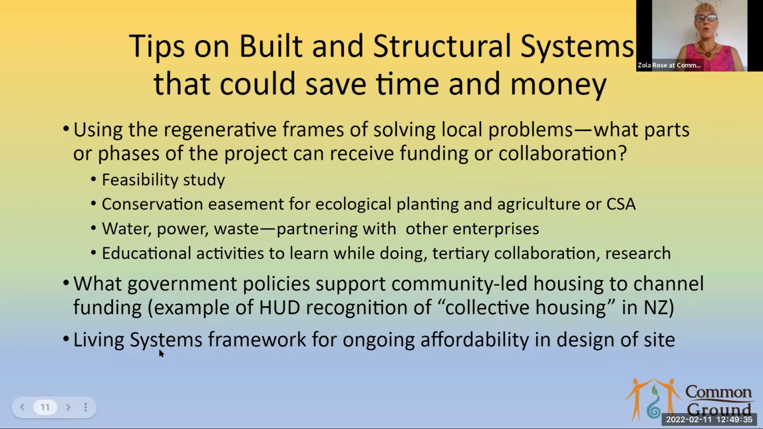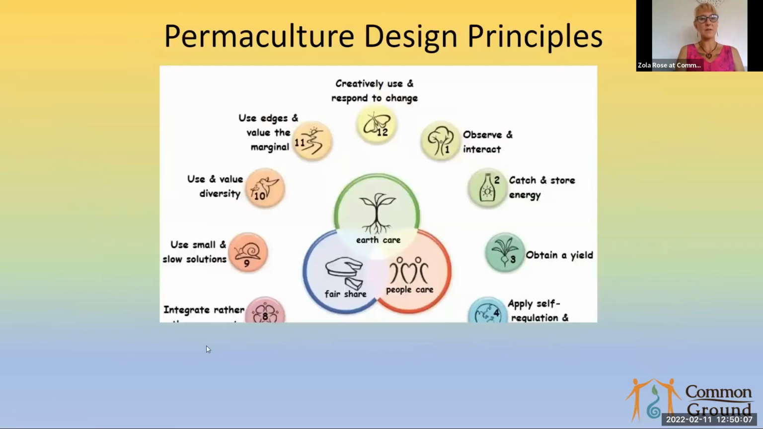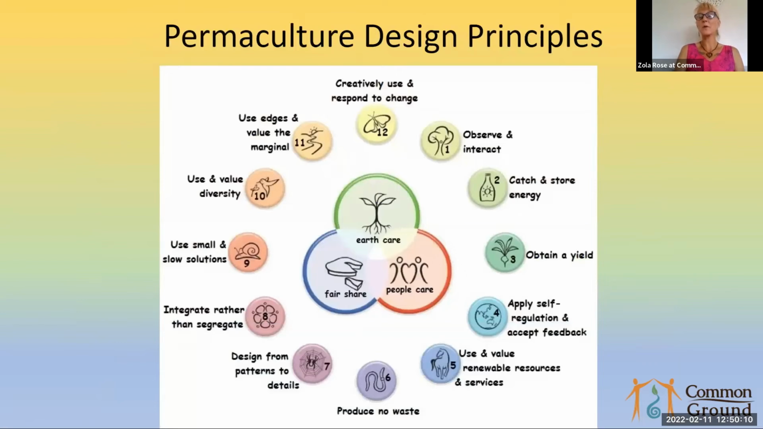And then we've got the overall living systems framework for ongoing affordability. Again, this is in the design of the site. There are challenges, like in New Zealand, we've got the Green Star, I think it's called. And then we also have the Living Building Challenge. So there are different frameworks that can be used, which help us to have a checklist of what we're going to be achieving. And then we may be able to get some investment based on the objectives we're achieving. And then to draw attention to permaculture design principles that would also be able to save money and time.